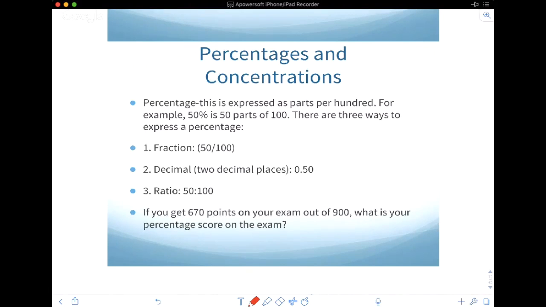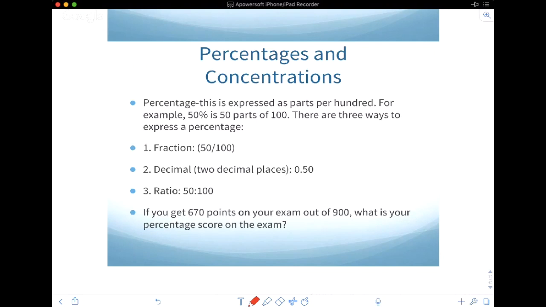All right, so percentages and concentrations. If you've been following the other videos, this is just going to be set up like everything else. Percentage is expressed as parts per 100. For example, 50% is 50 parts of 100. There are 3 ways to express a percentage. One is a fraction, so 50 over 100. A decimal, 0.50, or a ratio, 50 to 100.